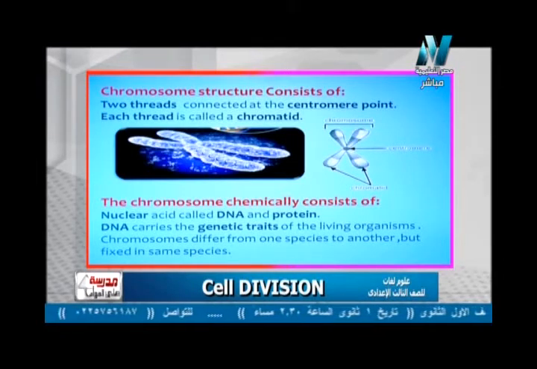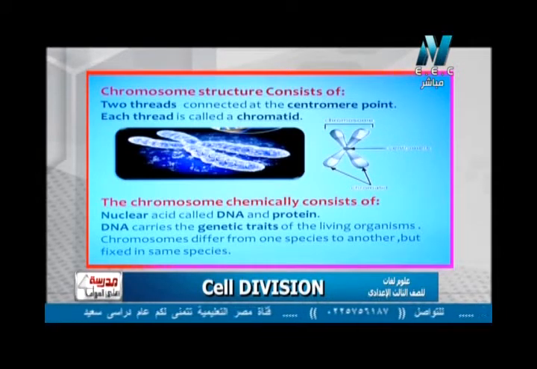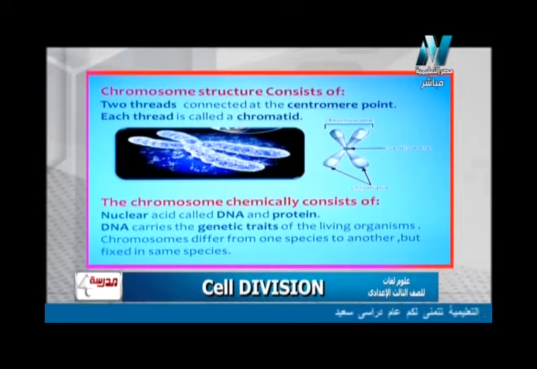It's DNA plus protein. And we have to know that the chromosome number differs from one species to another. For example, we said that humans have 46 chromosomes. A plant, a dog or a cat has another number of chromosomes. This number is fixed in the same species. All living organisms have their fixed number of chromosomes. All humans have 46 chromosomes. So it is a fixed number in the same species and a different number in each species.